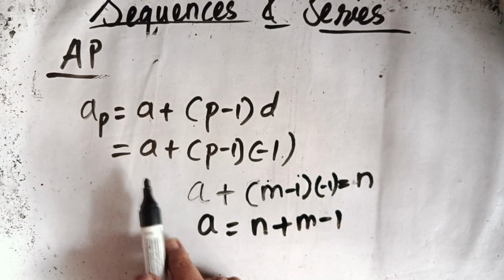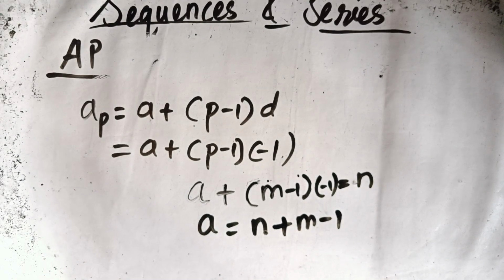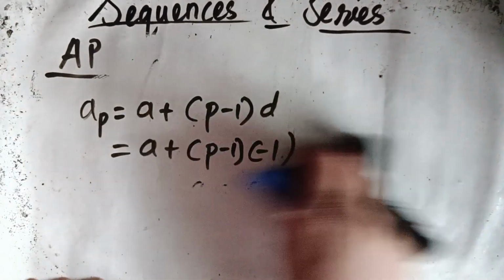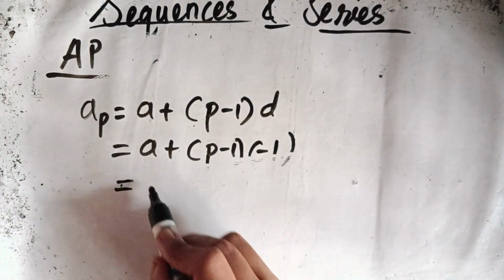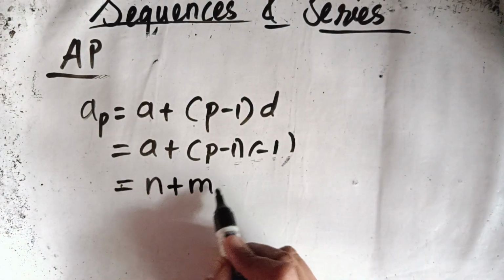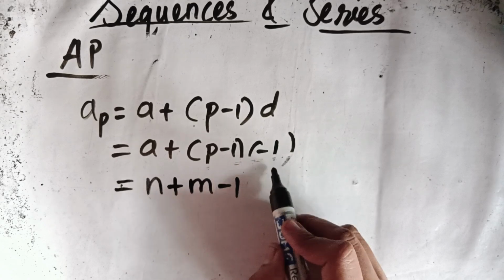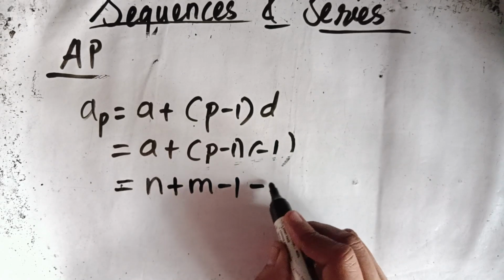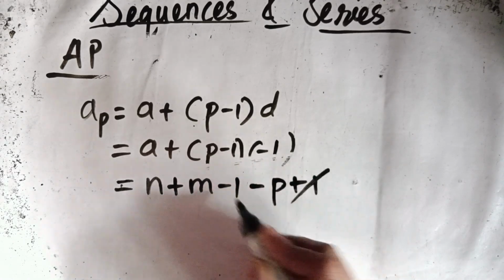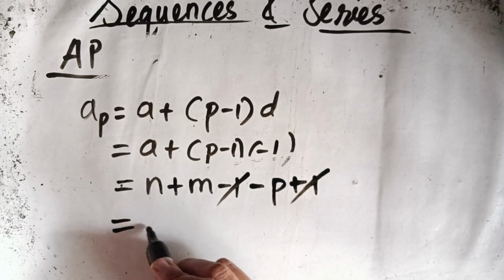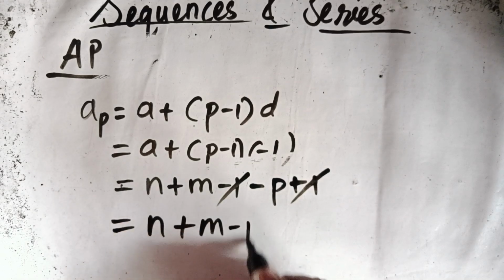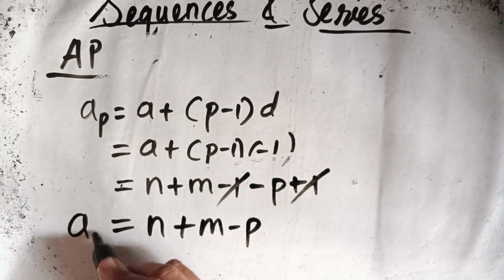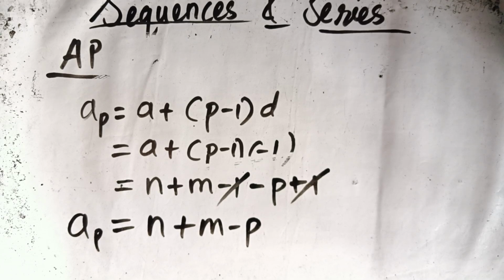This is our A. A we have to substitute here. Okay. And this is P minus 1. So minus P plus 1. So the answer is N plus M minus P. This is your pth term.